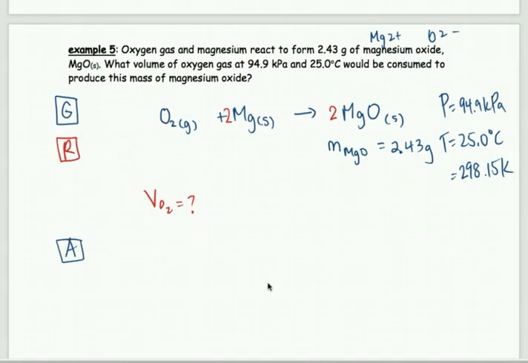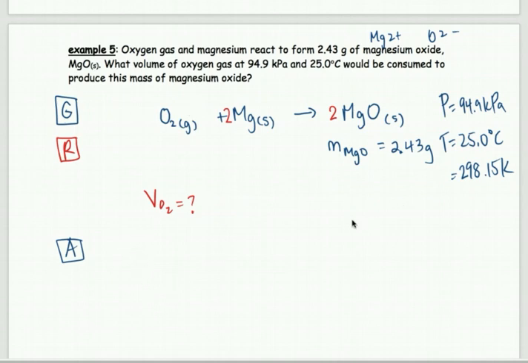consumed. Okay, so I know we have a couple of reactants here, and we're not sure which one's the limiting reactant, but in this case we don't have enough information, so just go with, if they're asking for oxygen, just make the assumption that oxygen is the limiting reagent, okay? So we're going to assume that this reaction formed 2.43 grams of magnesium oxide, knowing that oxygen was the limiting reagent, okay?